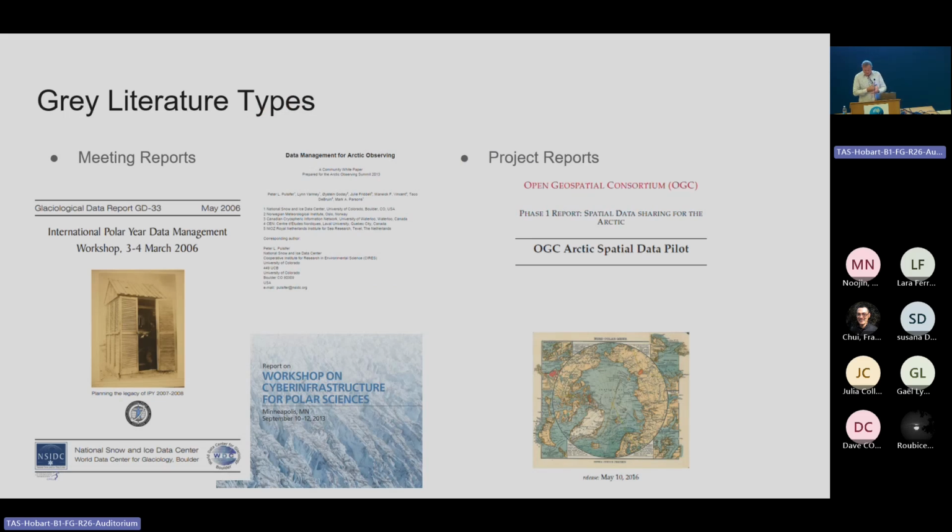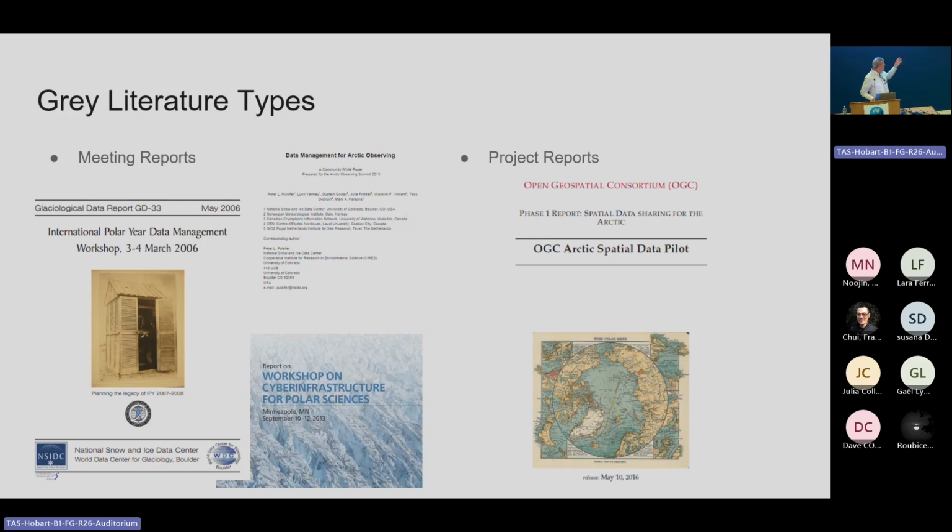Gray literature types. I'm just mindful of time here, so I'm going to start going through pretty quickly, but we have a lot of different kinds of gray literature, meeting reports, some of which are getting quite old now. In fact, one of them, the one up here on the left, I shared with the Arctic Data Committee executive, and they're like, wow, this actually has important stuff in it from 2006, and now it's still relevant. So I think it's important to think about that.